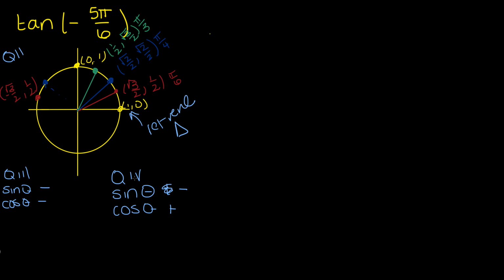All right, so nice writing. If you need to pause and write it down, go right ahead. I'm going to delete it all, and we are going to look at the problem at hand. The problem at hand: we have tangent of negative 5 pi over 6. When we have a negative, that means we're going in the clockwise direction.